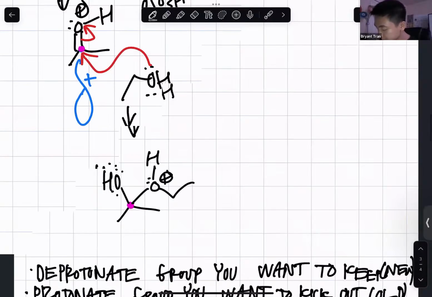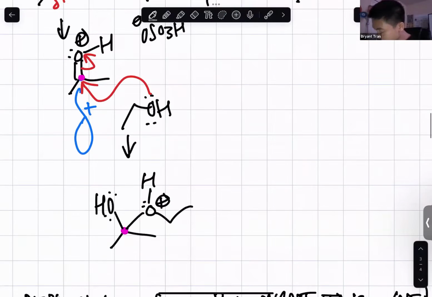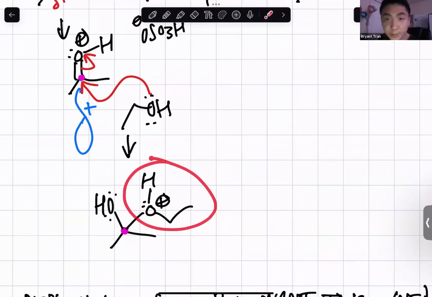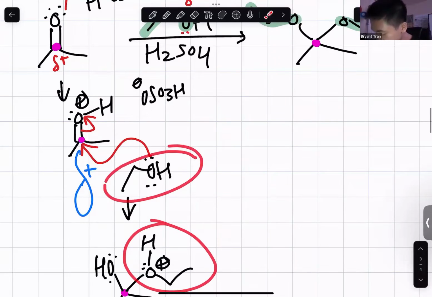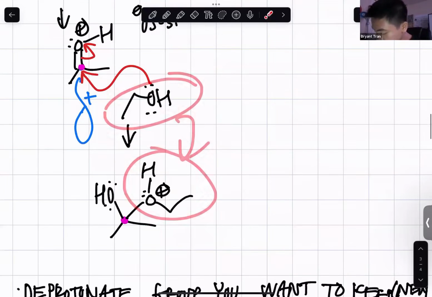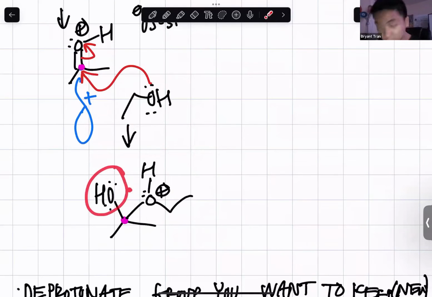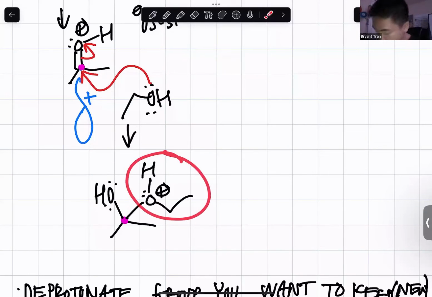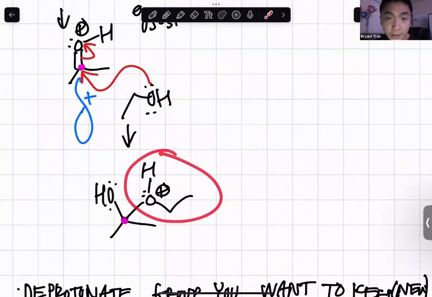Okay, so this right here is the new group that we added onto the structure, because that is the alcohol that attacked, which is that one right there. This is the old group, which is the carbonyl. We want to keep this new group in, and we want to kick out that old group right there. But we see that this new group here is a good leaving group.